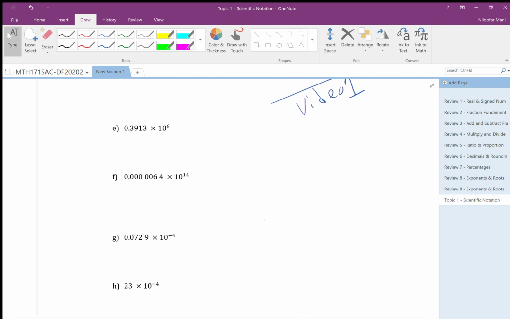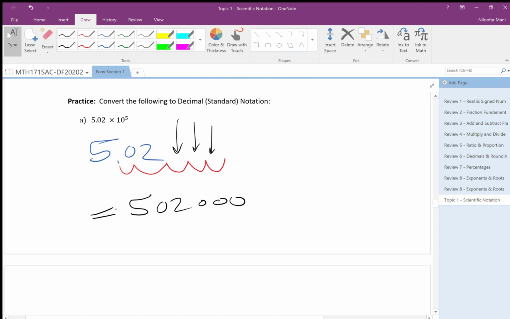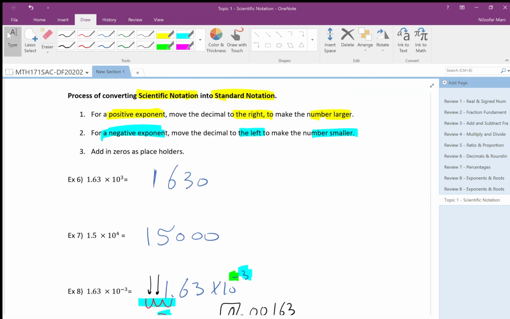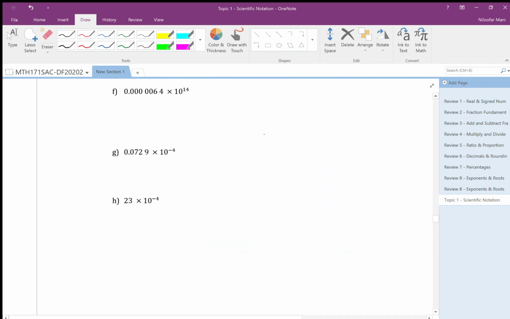Continue on the lesson here. So we are doing this question where we have to convert the numbers to decimal and standard notation. And we know by this lesson here, if we have a positive exponent on top of 10, I have to go to the right. And if I have a negative exponent, I have to go to the left.